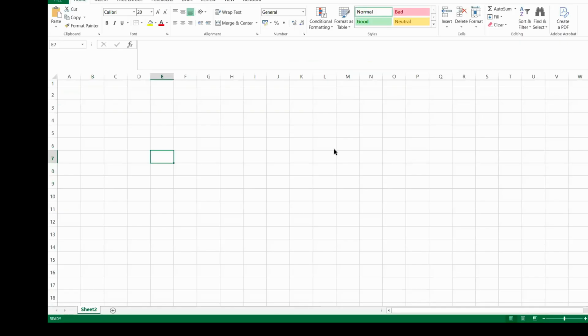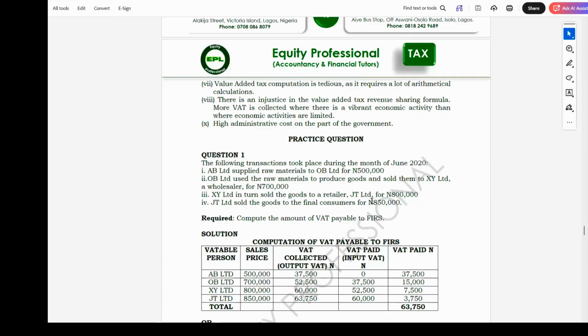The following transactions took place during the month. Computation of VAT payable to FRA. AB Limited supplied raw material to OB Limited for 500,000. So that means AB Limited is going to charge OB Limited VAT on that item.